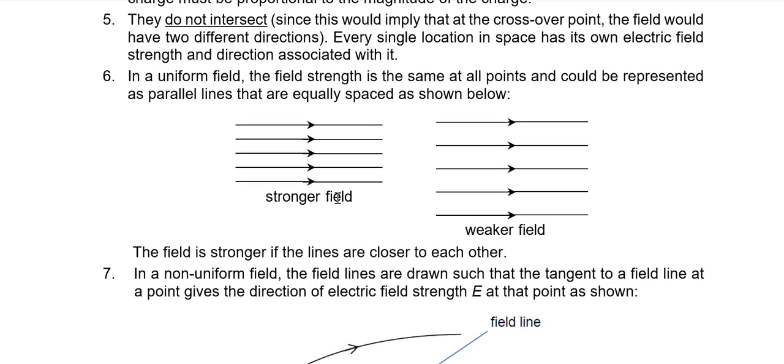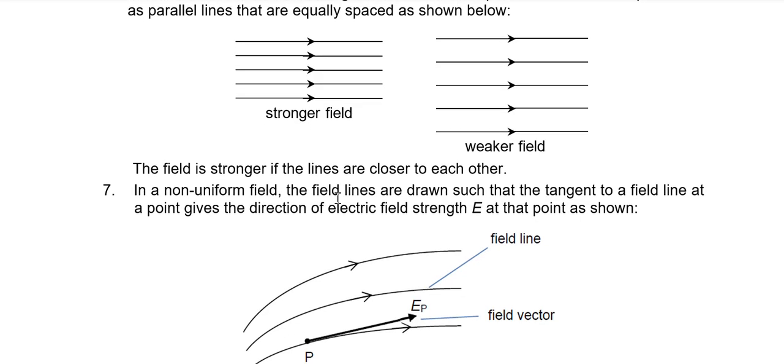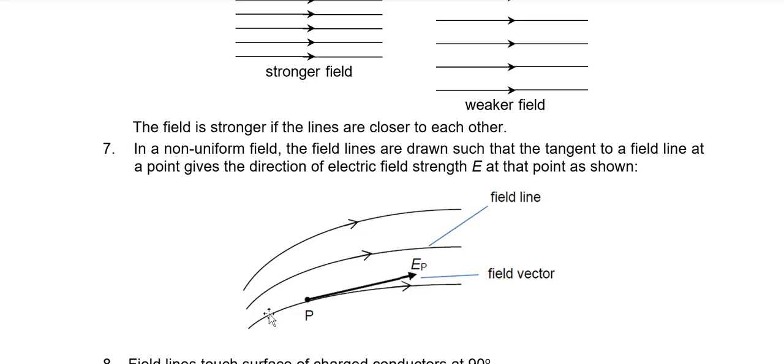In a non-uniform field, the lines are drawn such that the tangent to the field at a point gives the direction of the electric field strength at that point, as shown. So if these curves here are the electric field lines, and I want the electric field at P, I need to draw a tangent at P, and then the direction of the electric field at point P follows the direction of the arrow of this field line.